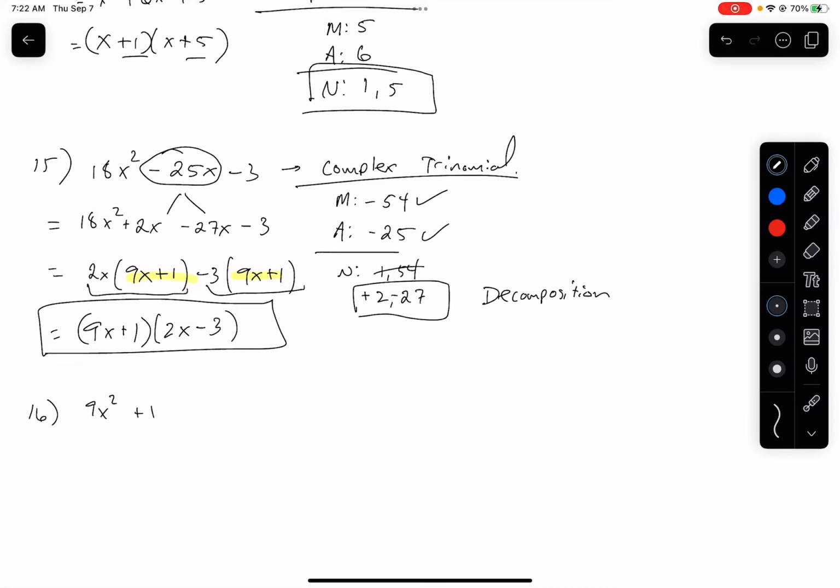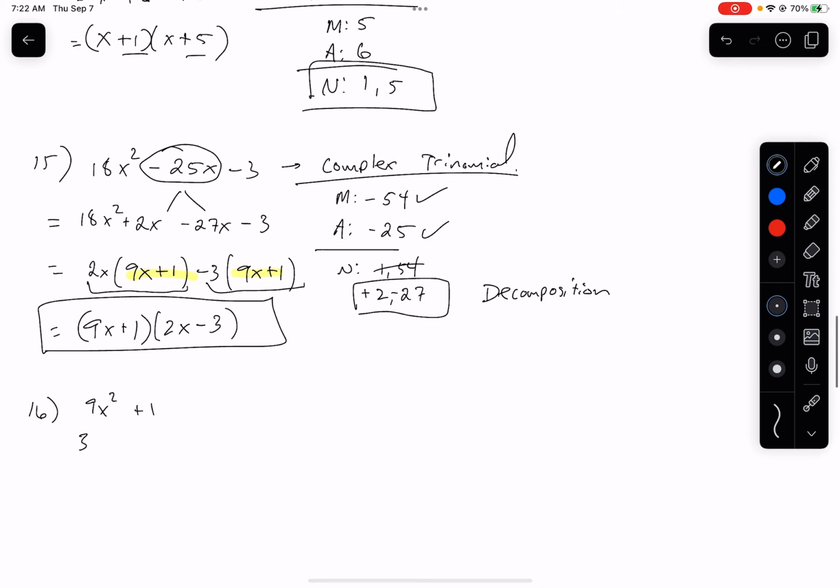All right, so in this video, we're going to take a look at the 3U factoring review again. We're going to look at questions 16 to 20, with special note on question 19, which is a little bit tough. So without further ado, let's do number 16. Our question for 16 is 9x squared plus 1.